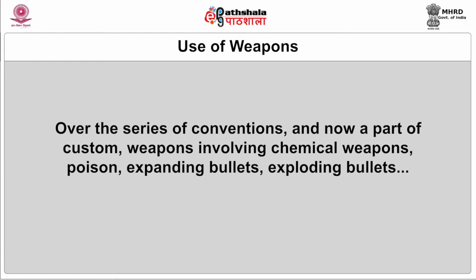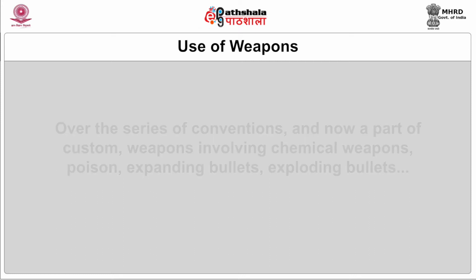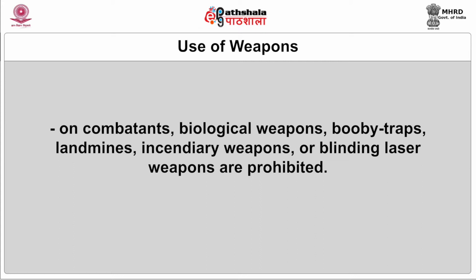Over a series of conventions, and now as a part of customs, weapons involving chemical weapons, poison, expanding bullets, exploding bullets on combatants, biological weapons, booby traps, landmines, incendiary weapons or blinding laser weapons are prohibited. It is quite interesting that nuclear weapons are absent from the list of prohibited weapons. Currently, there exists no customary law that prohibits the use or threat of use of nuclear weapons.